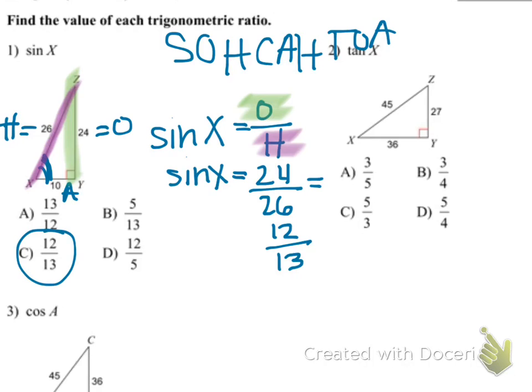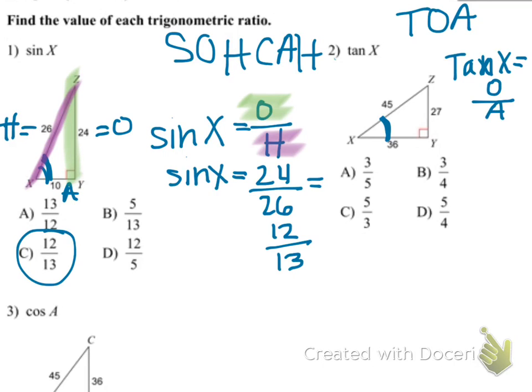Now we're going to do basically the same thing with this next one. Here it says tangent of x. So here again I'm going to go to my x and I'm going to use tangent. Tangent is opposite over adjacent. So here tangent of x equals opposite over adjacent. So let's label our sides. If I'm looking at this angle, my opposite side is 27. And my hypotenuse is always across from my 90-degree angle. So here's my hypotenuse. That makes this my adjacent side.